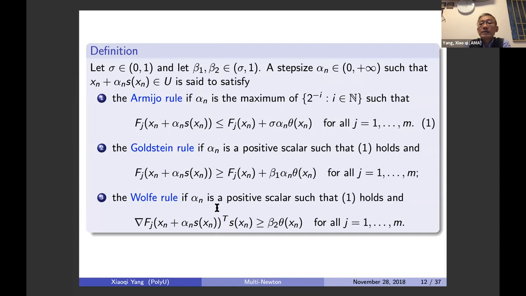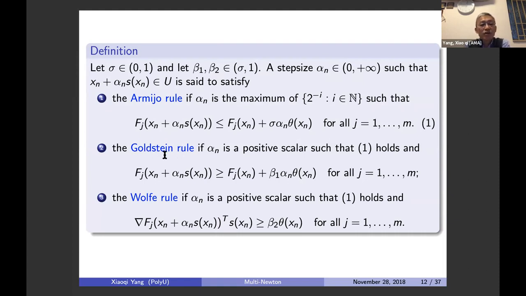Here we briefly review the Armijo line search. We have three types. Armijo rule: as long as alpha n is the largest one of 2 to the power negative i which satisfies this inequality. So that's the alpha being used in the Newton step.